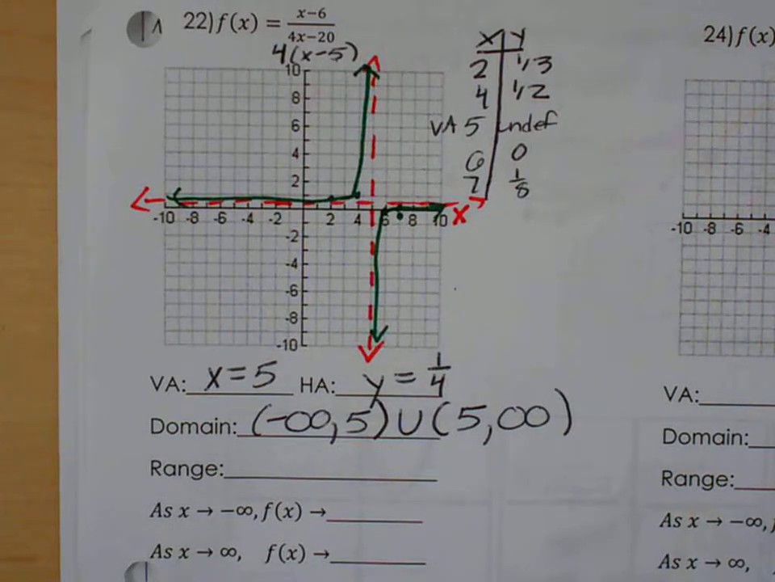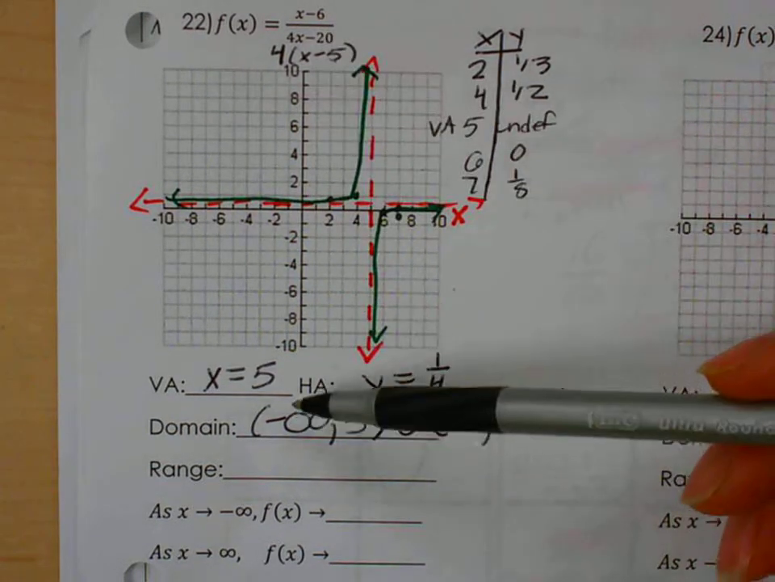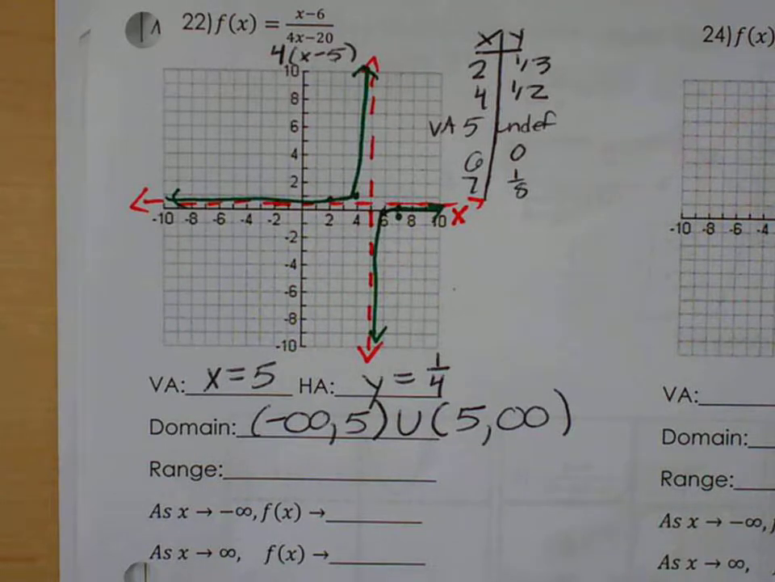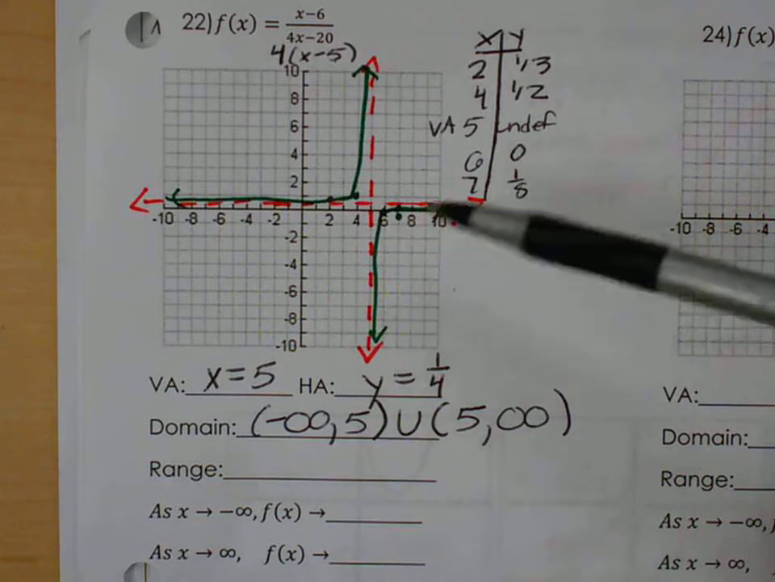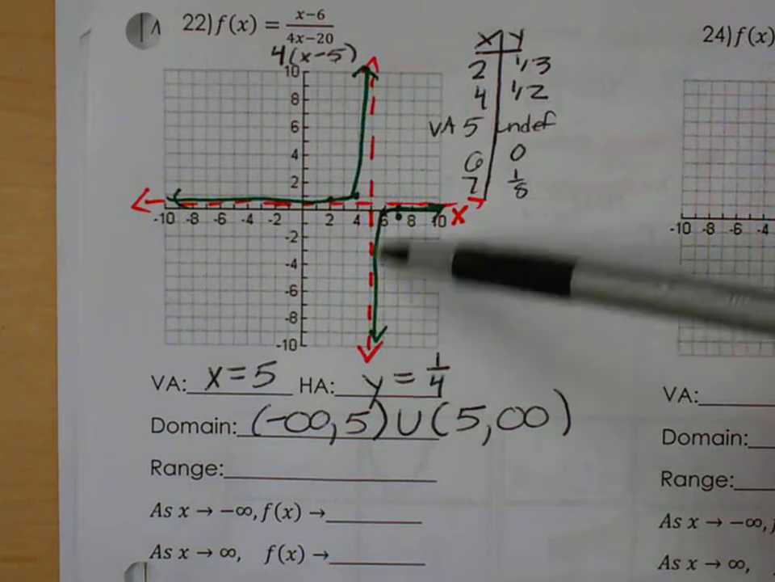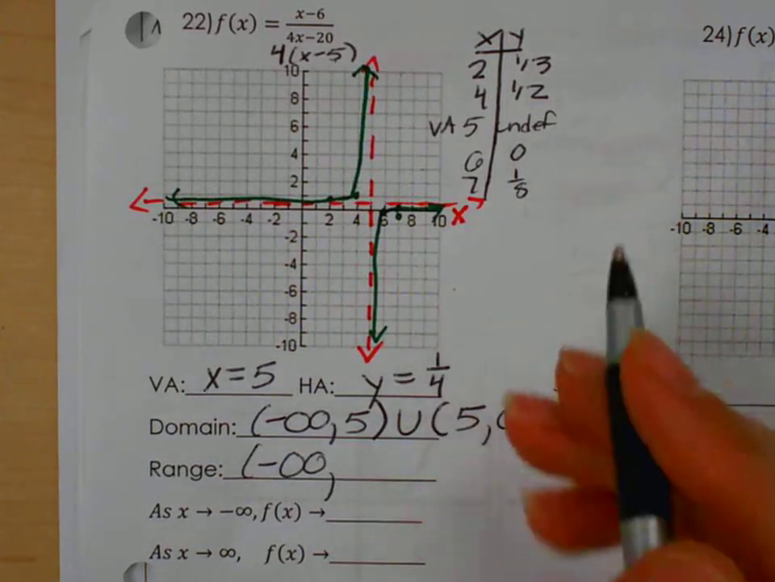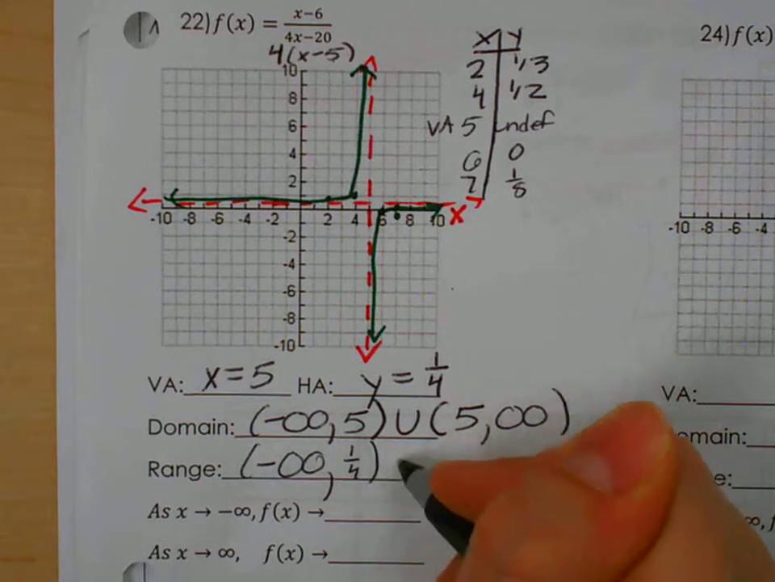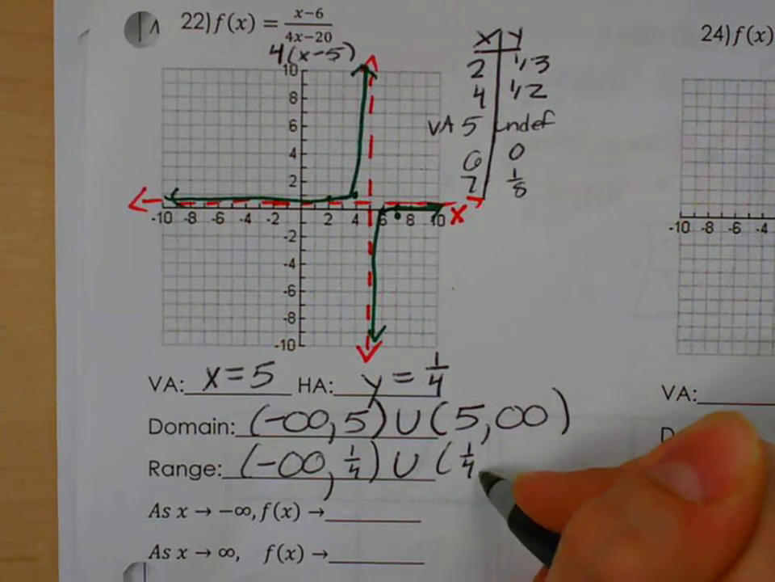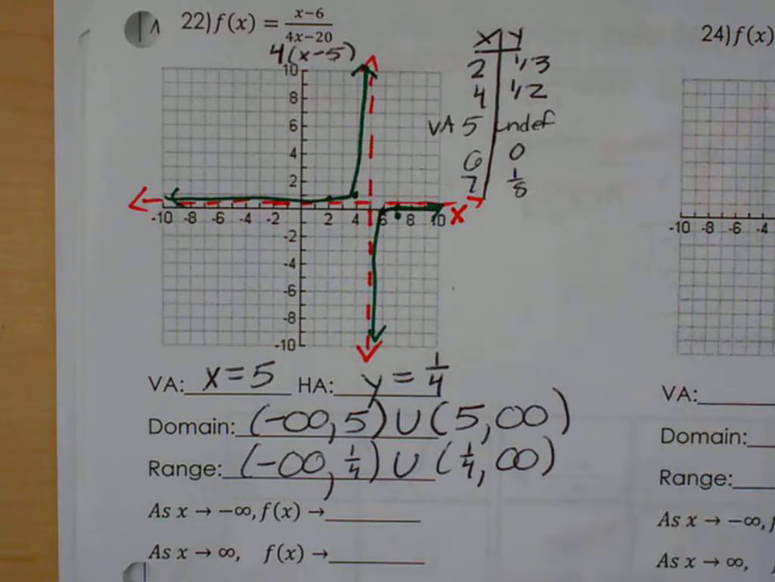Now for my range, I'm going from down to up. Now you can sometimes cross horizontal asymptotes. However, in this case, we didn't cross it. So we come up and we stop at the horizontal asymptote, which is at 1/4. And then we start up again at the horizontal asymptote and go to infinity.